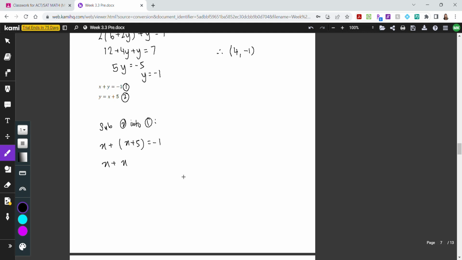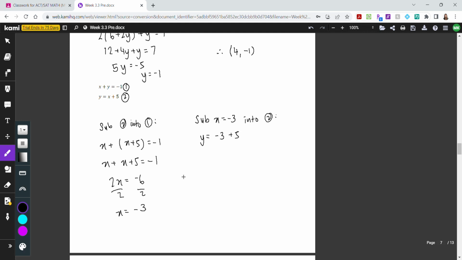Open the parentheses to give me that. Group all the like terms. It will give me 2x equals negative 6, because I subtracted 5 on both sides. Isolate x by dividing by 2, so x equals negative 3. From here, now I know x is negative 3, so I'm going to substitute that into, again, equation 2 for simplicity's sake. And then I'm going to get y equals, I know x is now negative 3, so I'm just going to put that there.